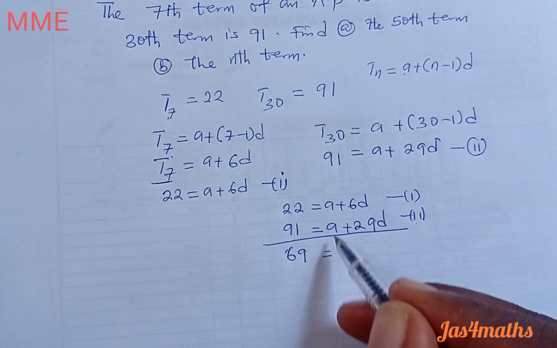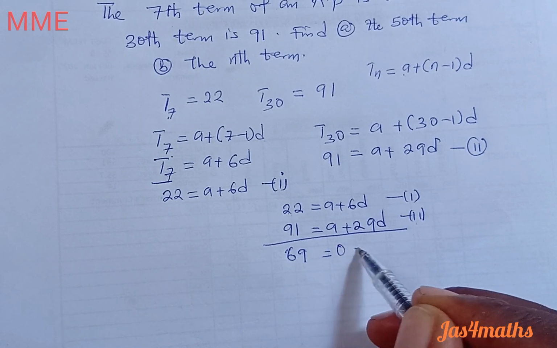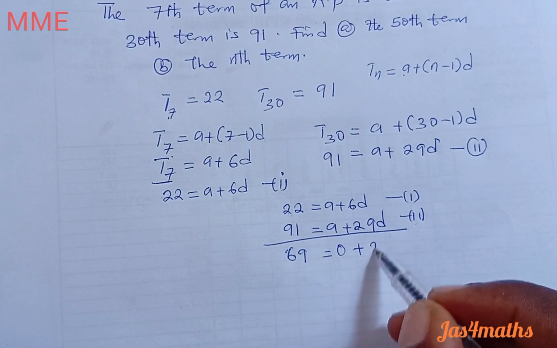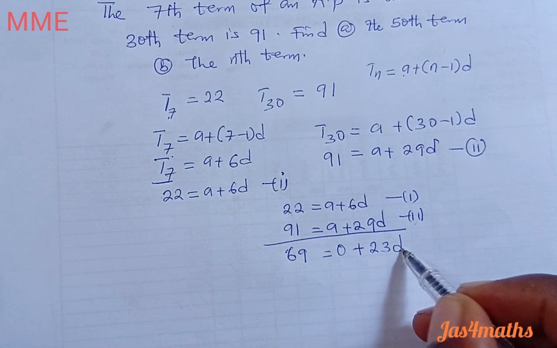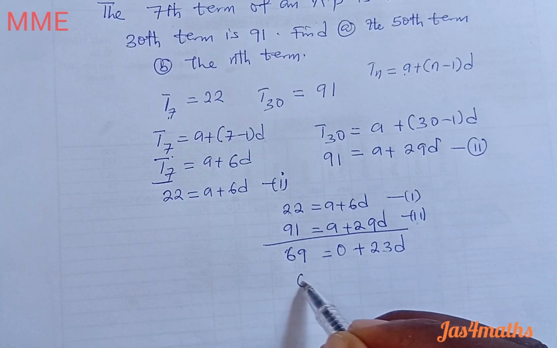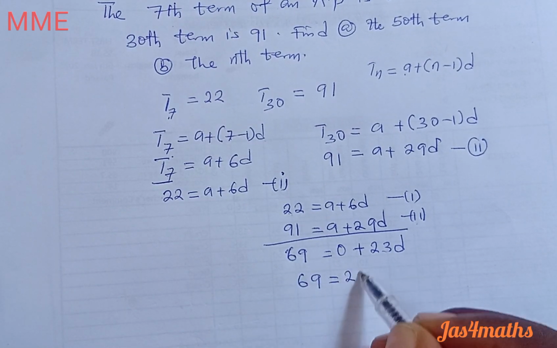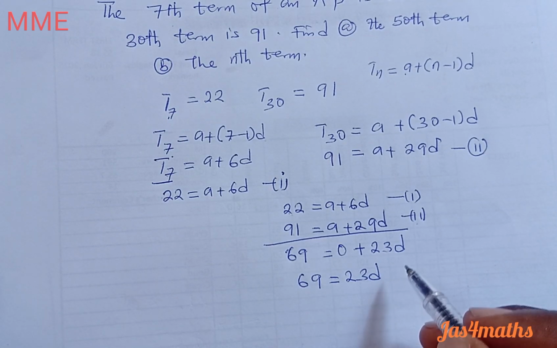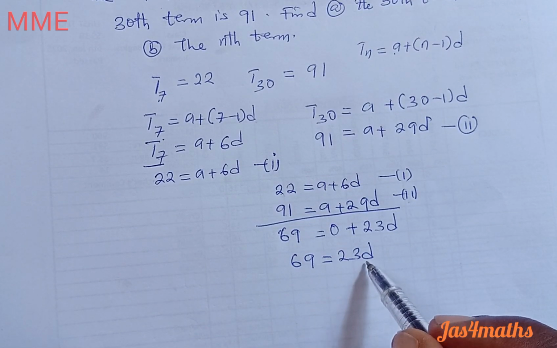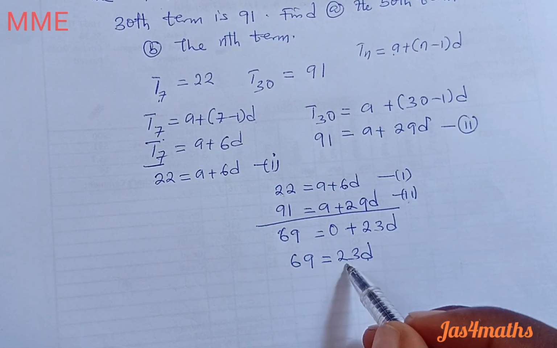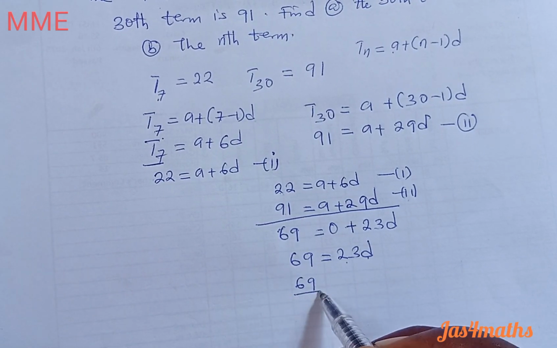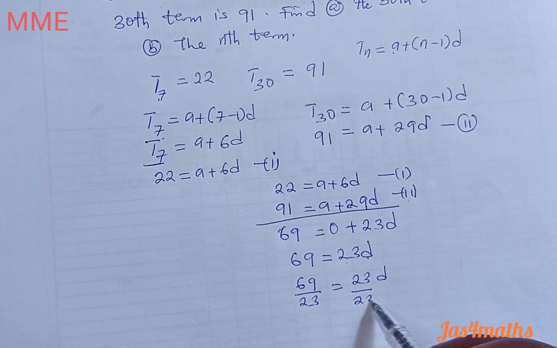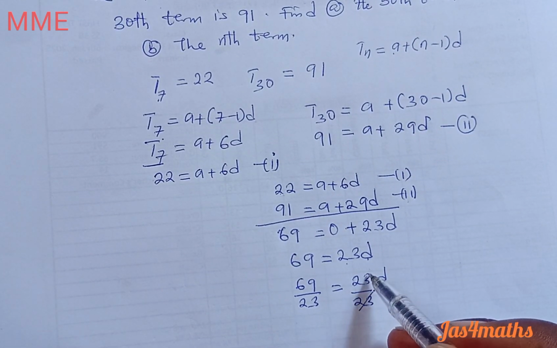A minus A is nothing, plus 29 minus 6 is 23D. So obviously what we have here is 69 as 23D. For me to get the value of D, I will have to divide through by the coefficient of D. The coefficient of D is 23. So 69 over 23, 23D over 23. So D, 23 cancels 23.